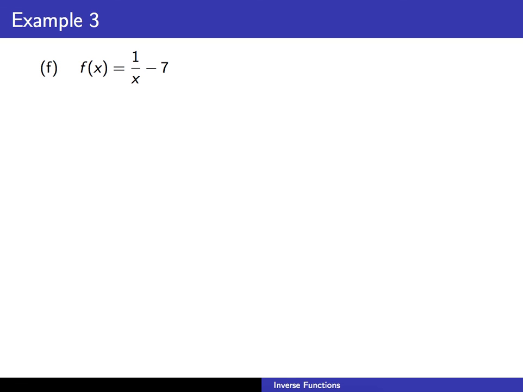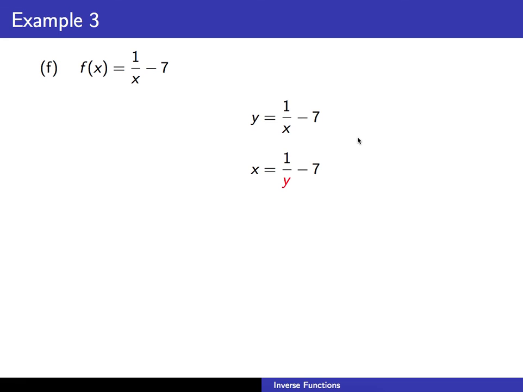In this video, we're going to look at some more examples of finding the domain and range of inverse functions. So example 3, part F, we have f of x equals 1 over x minus 7. So let's make this y equals 1 over x minus 7. Switch our x and y. We get x equals 1 over y minus 7.